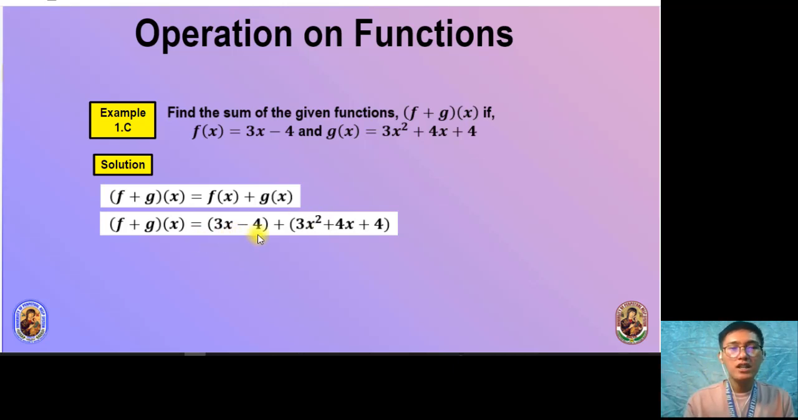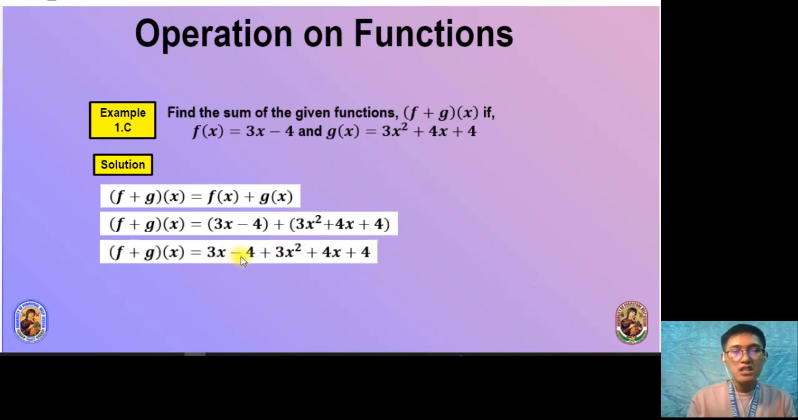This one, 3x minus 4 plus 3x squared plus 4x plus 4, and after that, you distribute the positive symbol inside the addends. That would be 3x minus 4, and remove the parentheses: 3x minus 4 plus 3x squared plus 4x plus 4, then combine like terms. As you can see here, we have two different degrees of variables, which is x raised to the first power, this one, x raised to 1, and x squared.